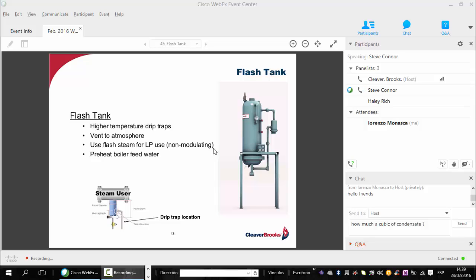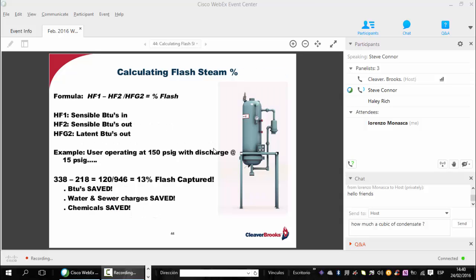But I want to hastily add, though, if one of these is the choice, the steam has to be coming from a non-modulating load in order to make sure that the supply is consistent. Okay, that's fine. So how much flash steam can I capture? Well, looking at the formula for calculating percent of flash steam on the top of this slide, and assuming that we have a user, let's say it's a corrugating machine, and it's operating at 150 pounds per square inch and discharging into the flash tank at 15 pounds.